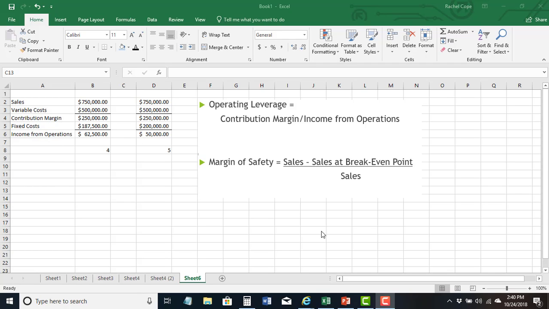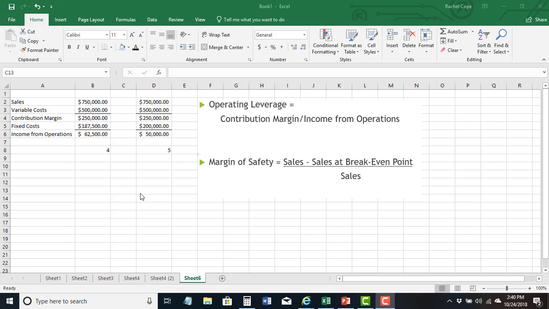And the last little segment that we're going to go over this week on cost volume profit analysis is operating leverage and margin of safety. And the first one, operating leverage, really looks at what the difference is between your fixed costs and your contribution margin compared to your fixed costs. So to perform the operating leverage formula, it's really easy. You take the contribution margin and divide it by income from operations.